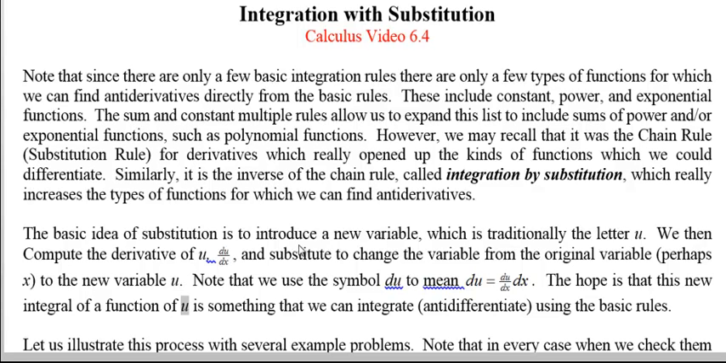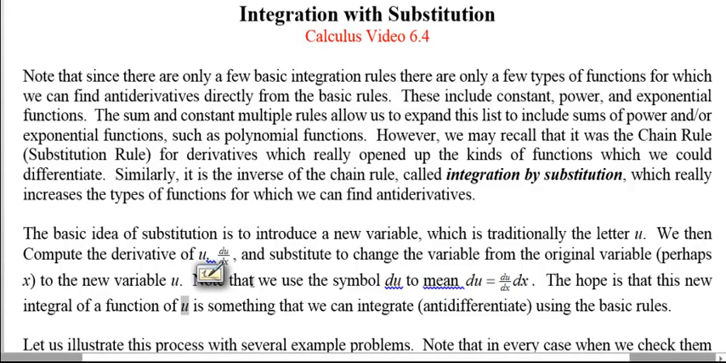So what we want to do is open that up a little bit and see if we can find antiderivatives of some more interesting functions. If we think back to our derivative rules, the thing that really opened that up for us and allowed us to find more derivatives was the chain rule, also known as the substitution rule. The inverse of that is integration by substitution. So integration by substitution reverses the chain rule.